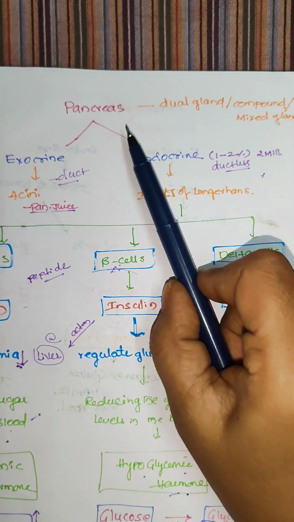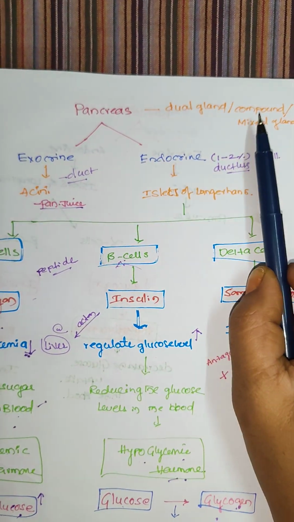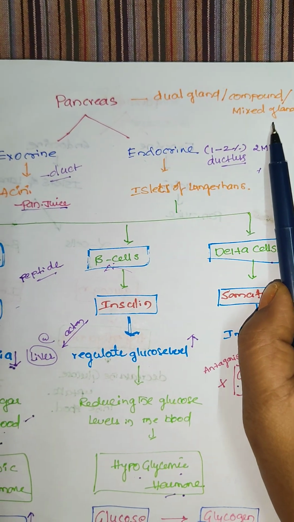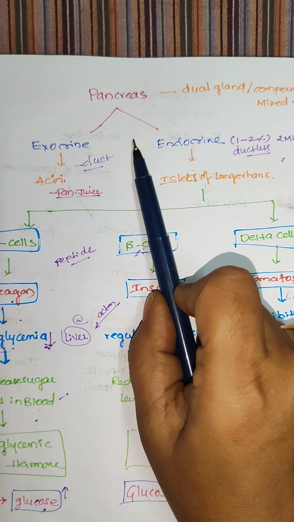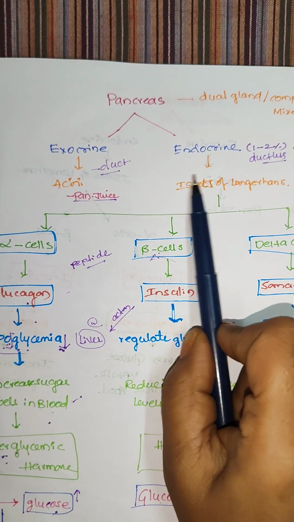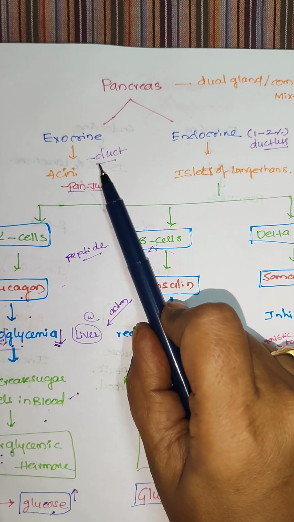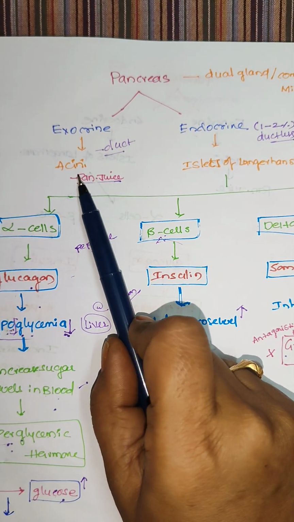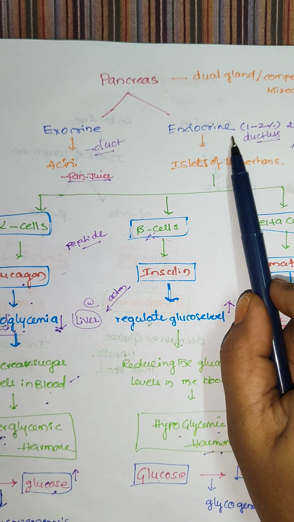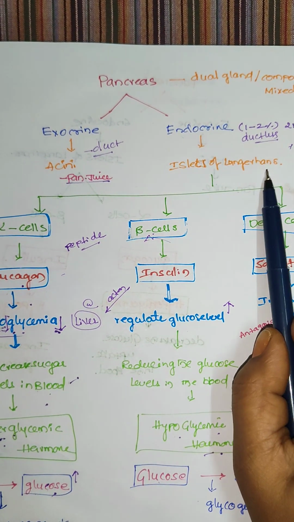The pancreas is known as a dual gland, compound gland and mixed gland. Why is it called by these names? Because the pancreas has two types of portions: the exocrine gland and the endocrine gland. The exocrine part is called acini, and the endocrine part is called islets of Langerhans.